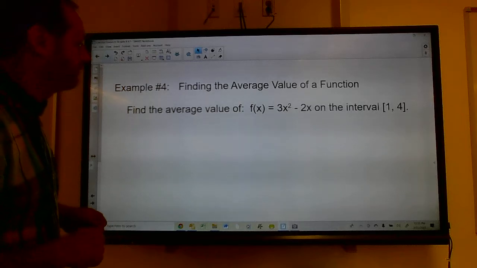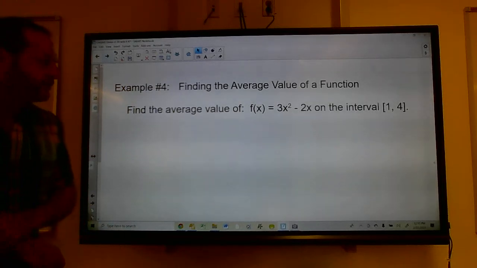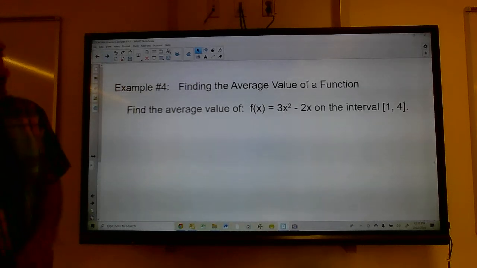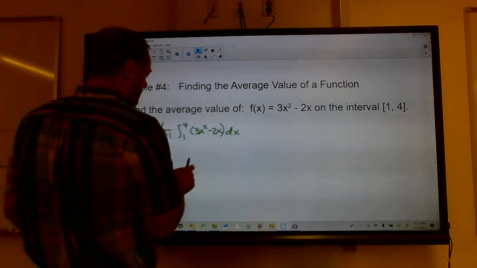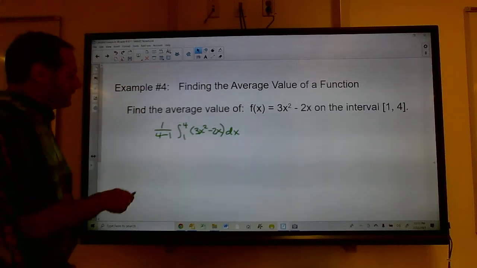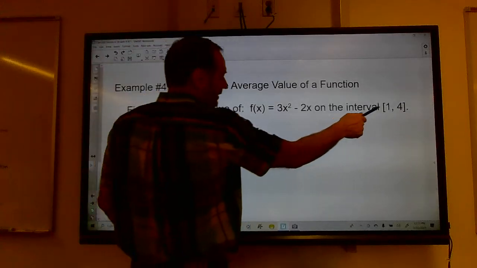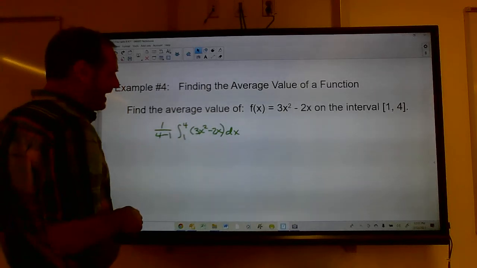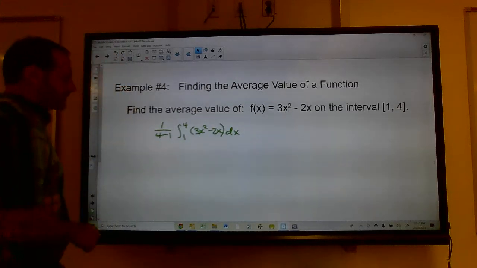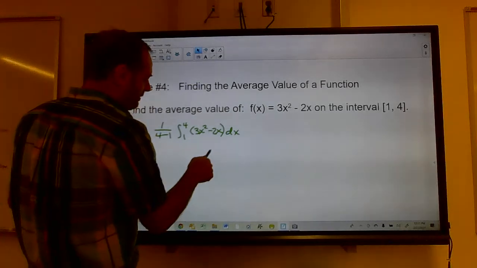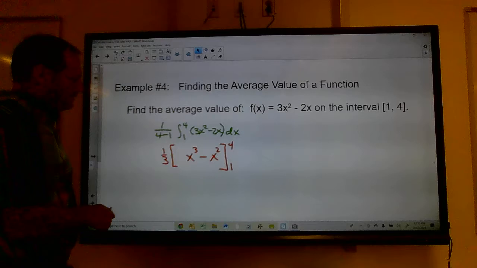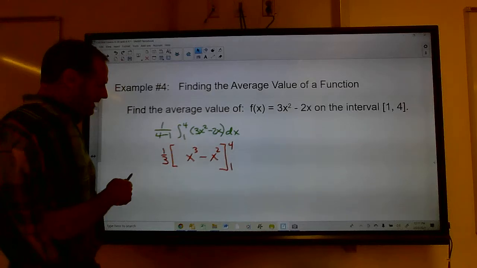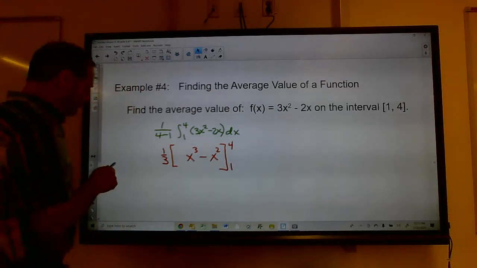Find the average value of a function. Find the average value of f of x equals 3x squared minus 2x on the interval from 1 to 4. I'm going to use my formula. It's going to be 1 over 4 minus 1, times the integral from 1 to 4 of 3x squared minus 2x dx. If I integrate, this is just x cubed minus x squared. This becomes 1/3 out here, and I'm evaluating from 1 to 4.